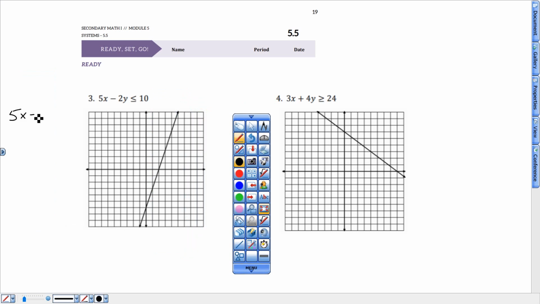5x minus 2y less than or equal to 10. No way can I graph that. So my first step, eliminate this x term and then get rid of this negative 2 in front of y. That's how you solve these. Always eliminate the x term by doing the opposite. If this is plus 5x, subtract 5x to both sides.